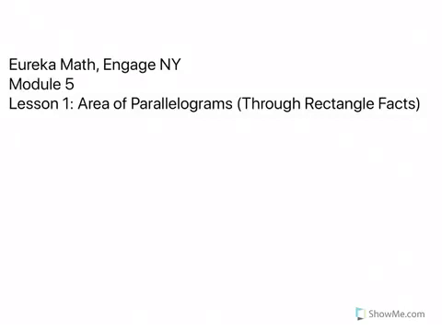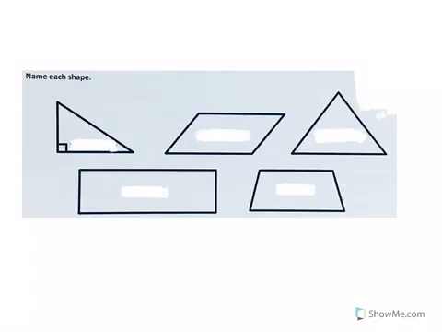Today we're going to be starting Module 5 of Eureka Math/Engage New York Math. We're going to be looking at Lesson 1 today, the area of parallelograms, basically looking at rectangle facts to help us find the area of parallelograms. So we're going to jump into some geometry. Module 4 was quite the long module, 34 lessons. Module 5 is much shorter, but there's a lot to it. So we're going to go ahead and jump right into it.